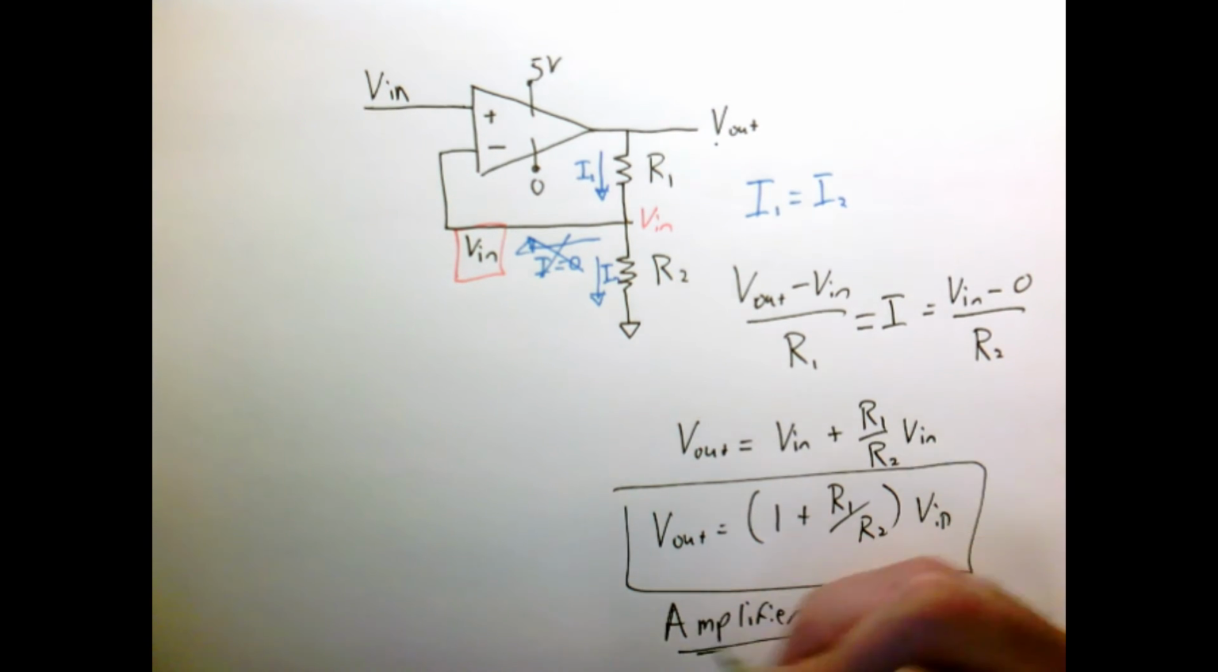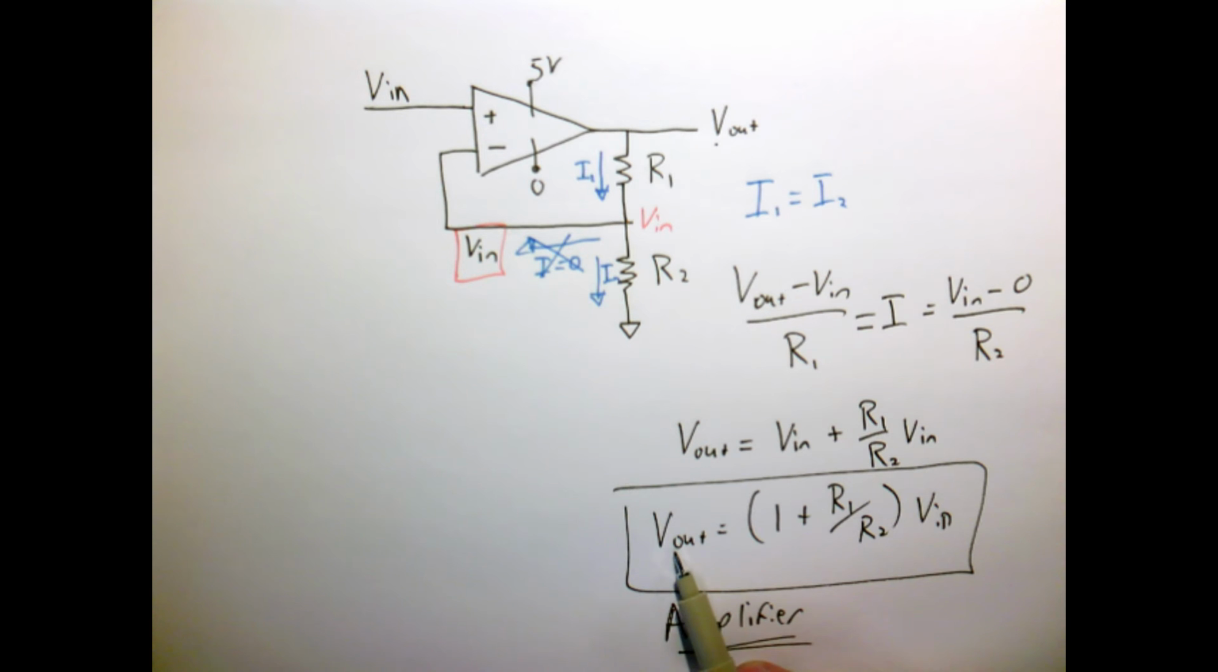And so this is an amplifier, because whatever voltage we get out is equal to Vin but times some constant factor. So if I make R1 bigger than R2, then I can get a large amplification, or gain, of this circuit. So this is a simple amplifier.